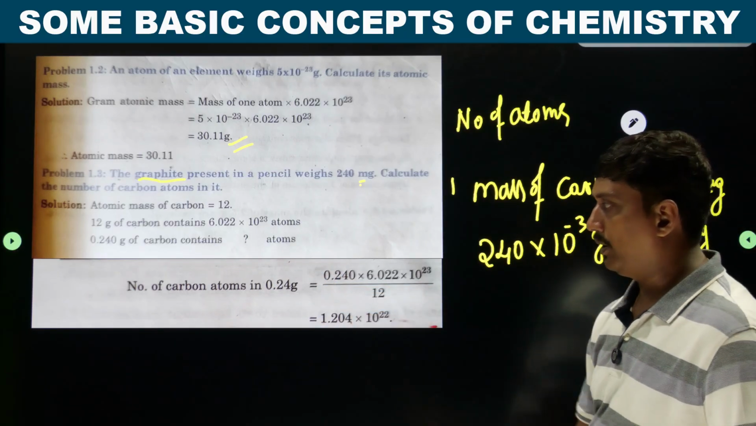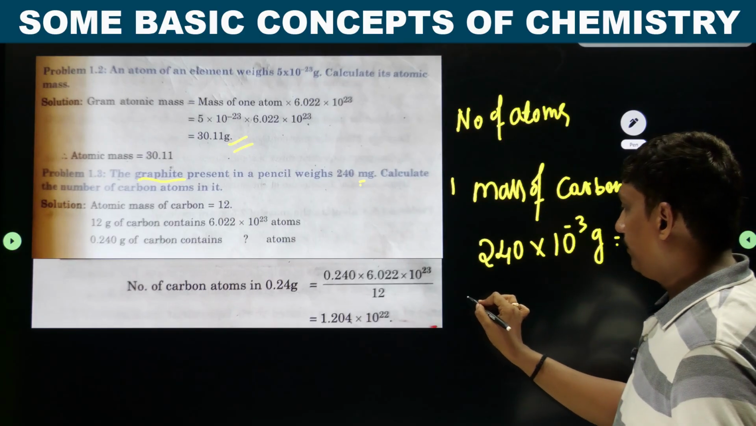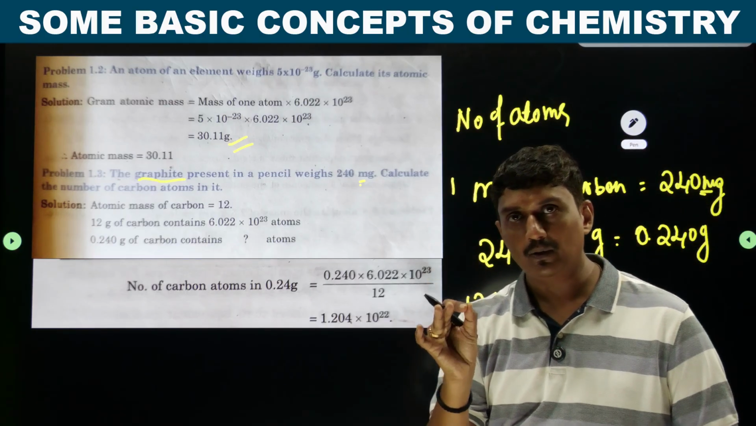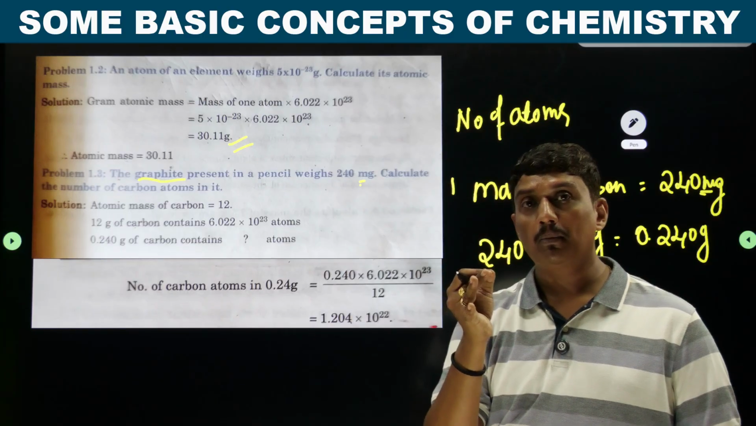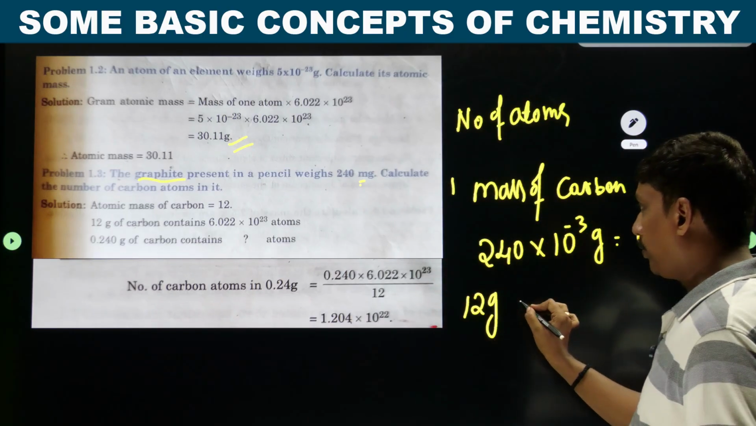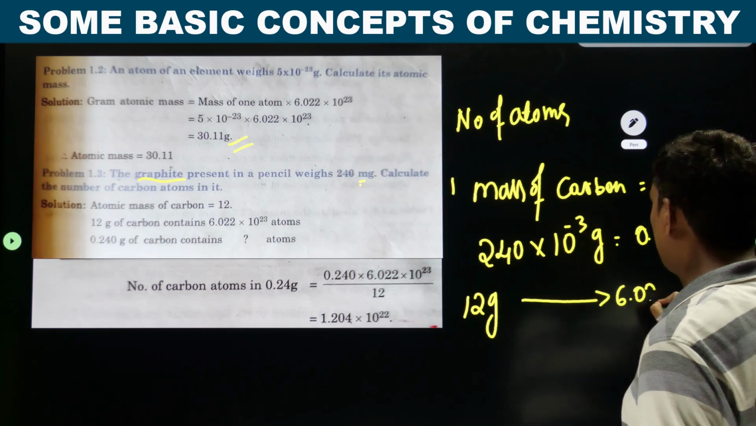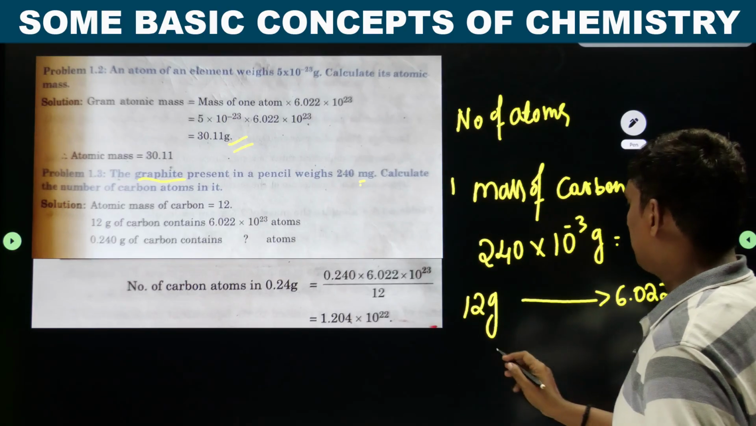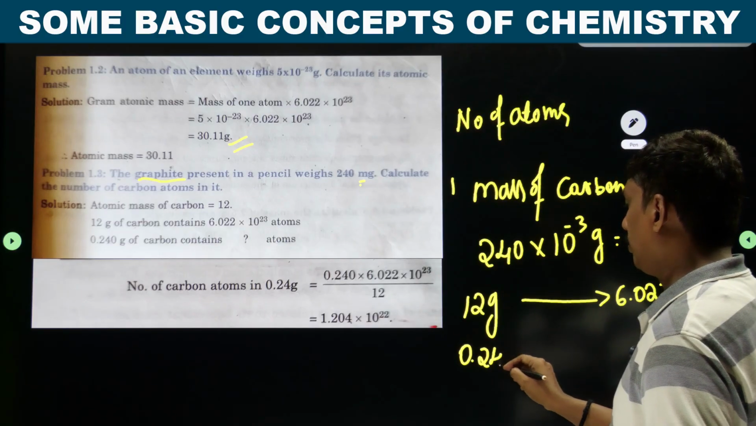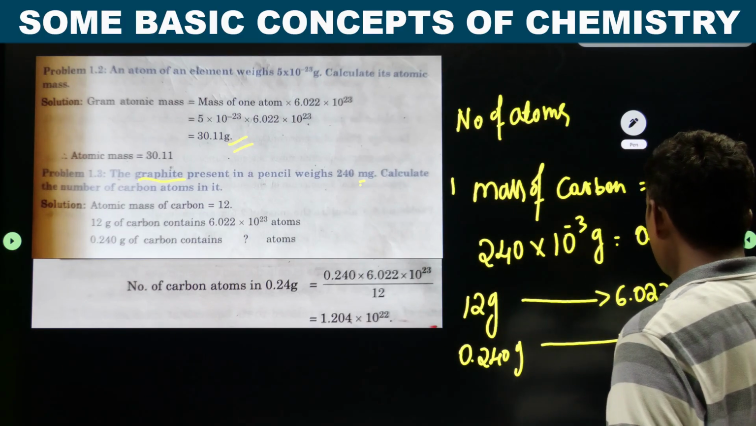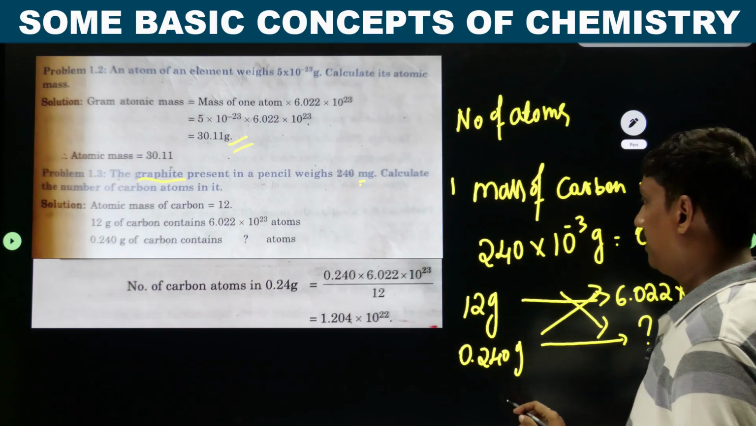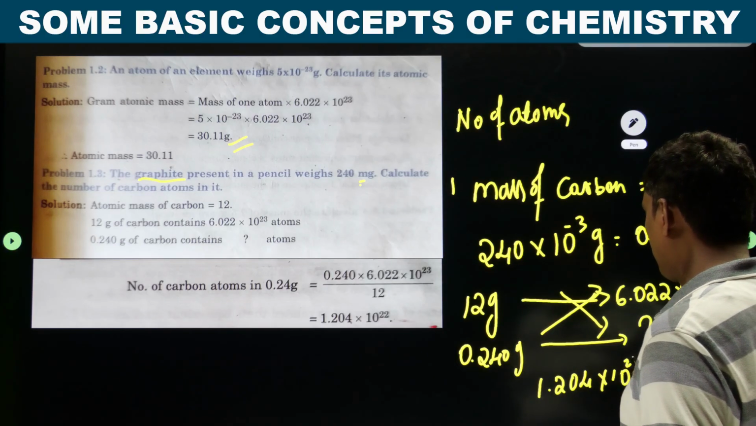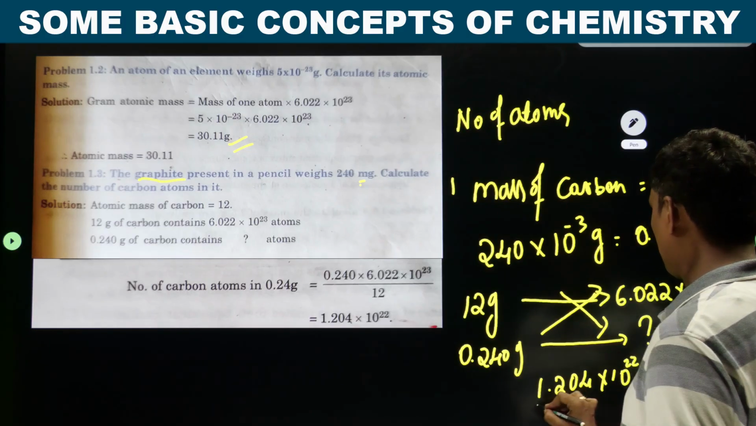So we can use this formula. So how do we know that 12 grams is nothing but the gram atomic mass of carbon, or 1 gram atomic mass of carbon. 12 grams consists of 6.022 into 10 to the power 23 atoms. How many grams do we have? 0.240 grams contains how many? Just cross multiply. So we get 1.204 into 10 to the power 22 atoms of carbon.